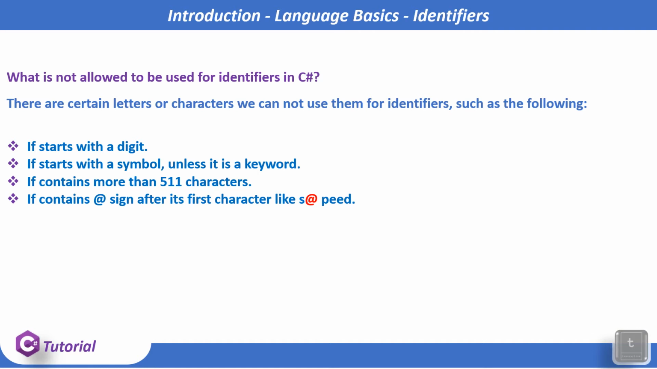What is not allowed to be used for identifiers in C#? There are certain letters or characters we cannot use for identifiers, such as the following: if it starts with a digit, if it starts with a symbol, unless it is a keyword, if it contains more than 511 characters, if it contains an @ sign after its first character, like s@ped.